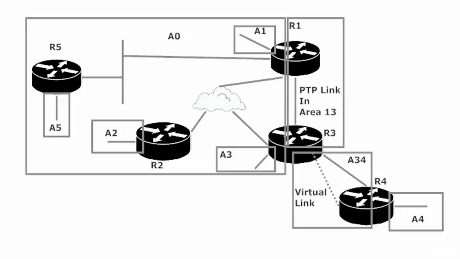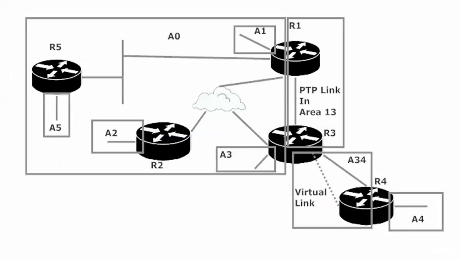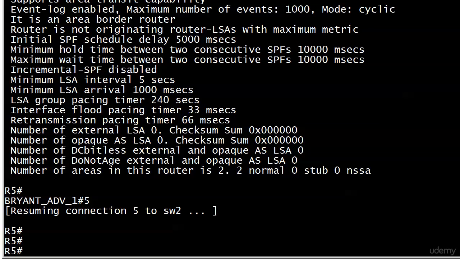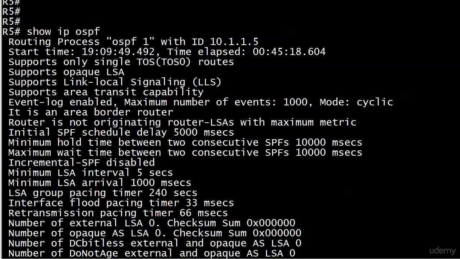So let's talk about that, so we won't be wrong on exam day, about the ABRs. A router with at least one interface in area 0 and at least one interface in another area. Now we need to be able to spot those visually, of course, but there's an excellent command, show ip ospf, that we've actually used for our other labs. And right near the top of the output, about 7 or 8 lines down, depending on which version of IOS you're running, it's going to tell you right there it is an area border router. And if it doesn't say anything, then it's not an area border router.